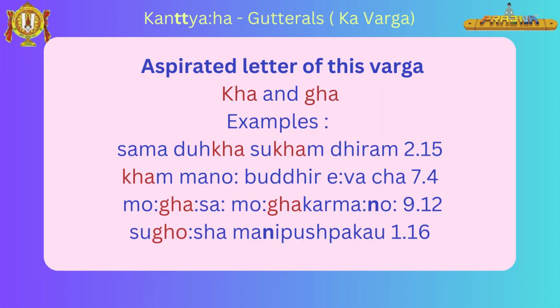Let us now see how the aspirated letters of this varga are pronounced in the slokas. For reference, we are taking the slokas from Srimad Bhagavad Gita. The aspirated letters of this varga are Kha and Gha. Chapter 2, Sloka 15. Samadukha Sukham Dhiram.